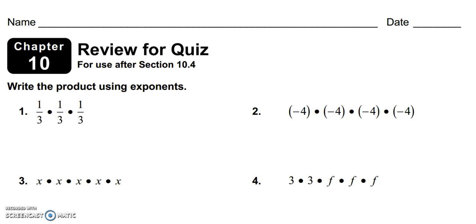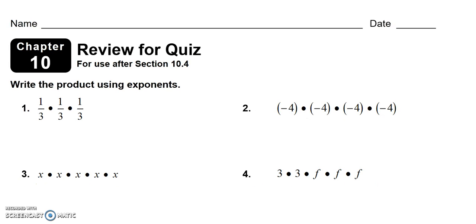So number one, we have 1/3 times 1/3 times 1/3. So this is (1/3) to the third power. And remember, when you write fractions, you must put them in parentheses to show that you want the exponent to cube all of the parts.